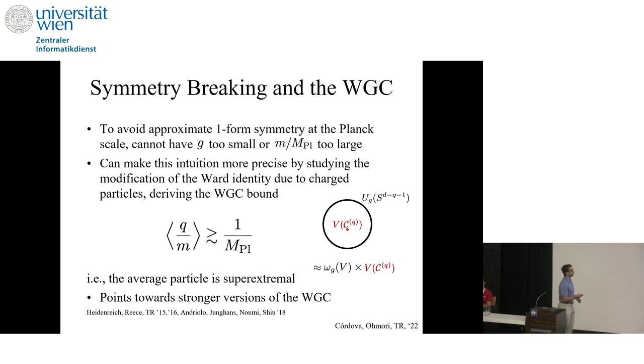In fact, we find something slightly stronger. Not only does there exist a particle satisfying this bound, but in a sense, the average particle in the theory satisfies this bound. This points to stronger versions of the weak gravity conjecture, which I won't have time to discuss today, but have been extensively discussed in previous literature.